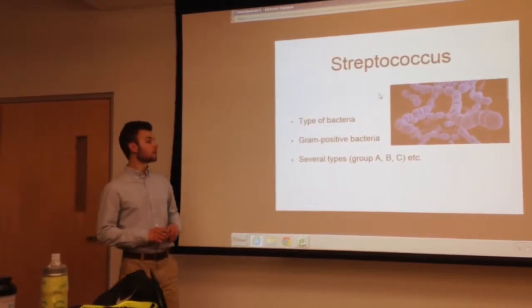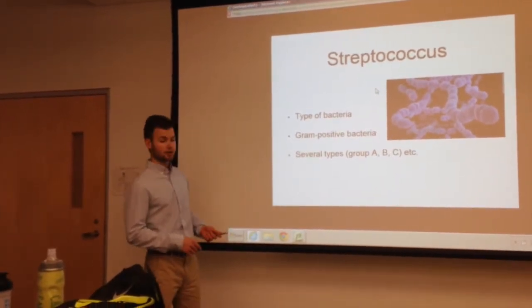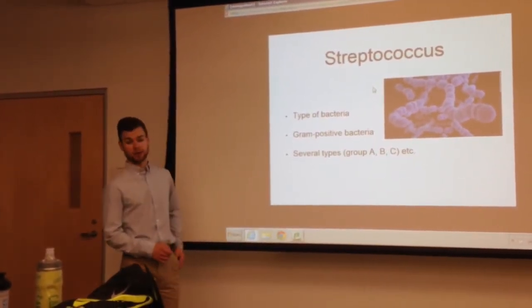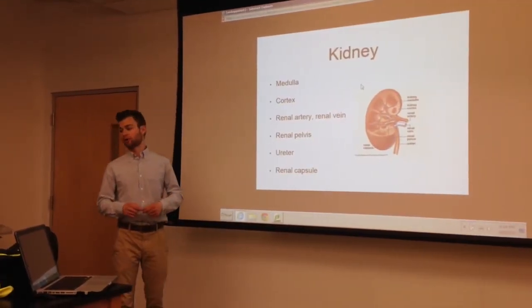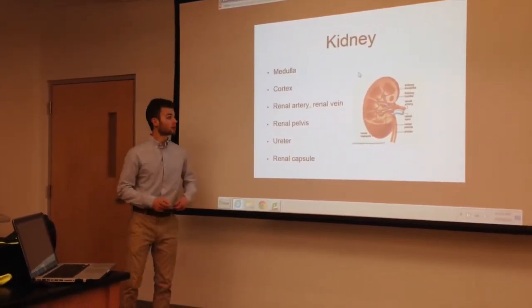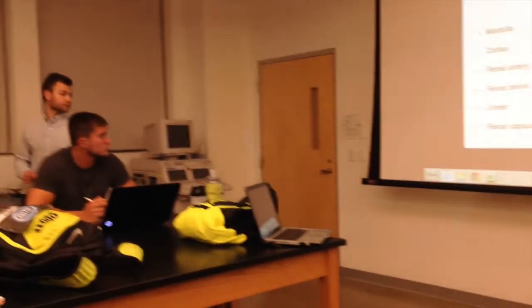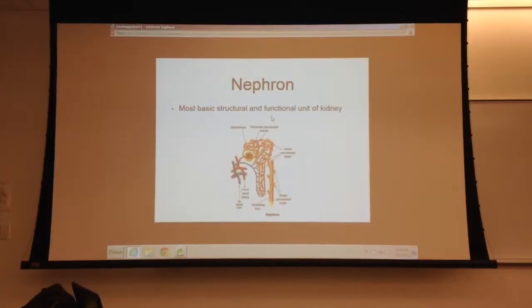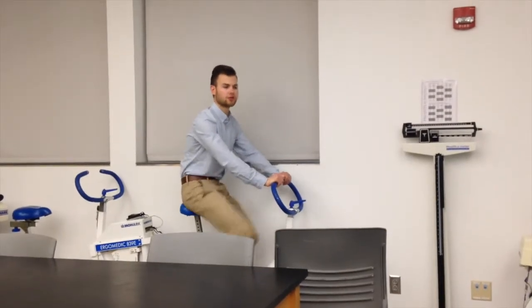Alright, so as stated, this disease is a result of a streptococcal infection. Streptococcus is a type of bacteria, it's a gram-positive bacteria, and there are several types. Since we're talking about poststreptococcal glomerulonephritis, we have to talk about the kidney. Some basic components of the kidney: the medulla, the cortex, the renal artery and renal vein, the renal pelvis, the ureter, and the renal capsule. The nephron is the most basic structural and functional unit of the kidney. Are there any questions so far?